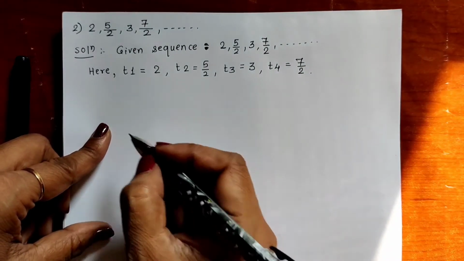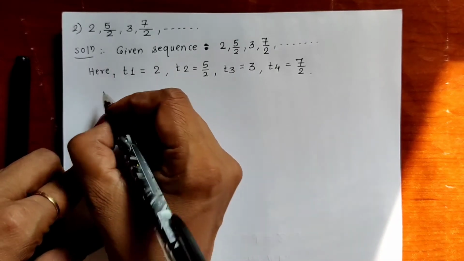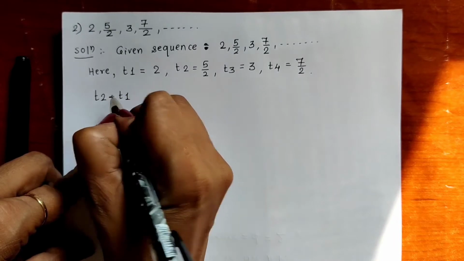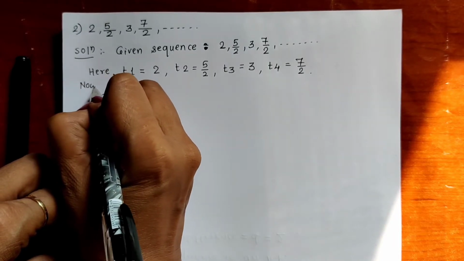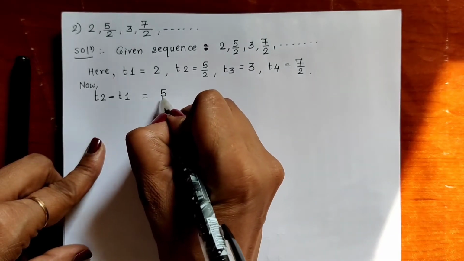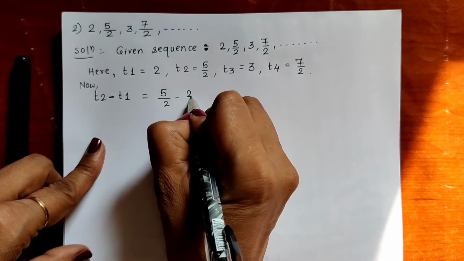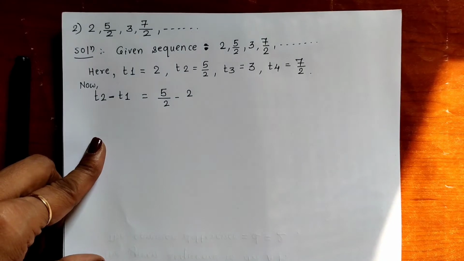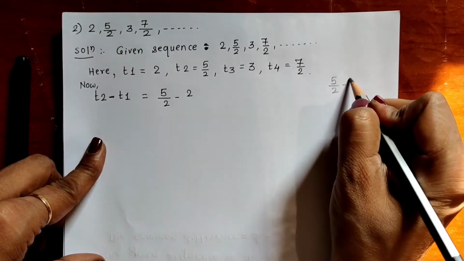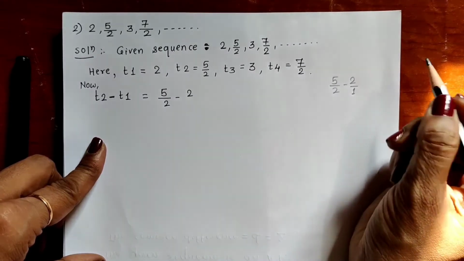Now write the difference between two consecutive terms. That means we have to write T2 minus T1. You can write now here. T2 minus T1. T2 is 5 upon 2 minus T1 is 2. What will be the answer? 5 upon 2 minus 2. See, 5 upon 2 minus 2. 2 means 2 upon 1.